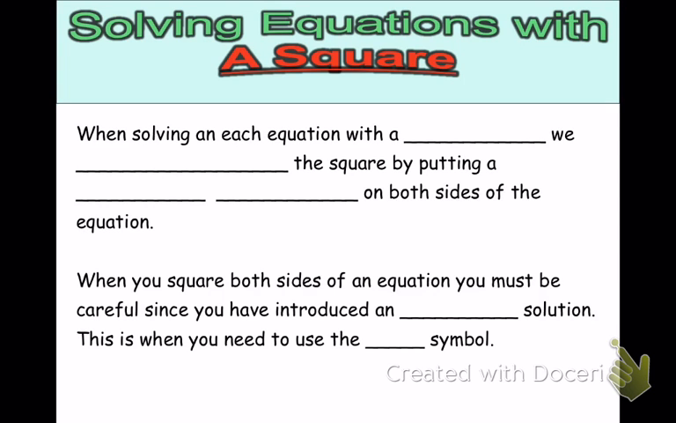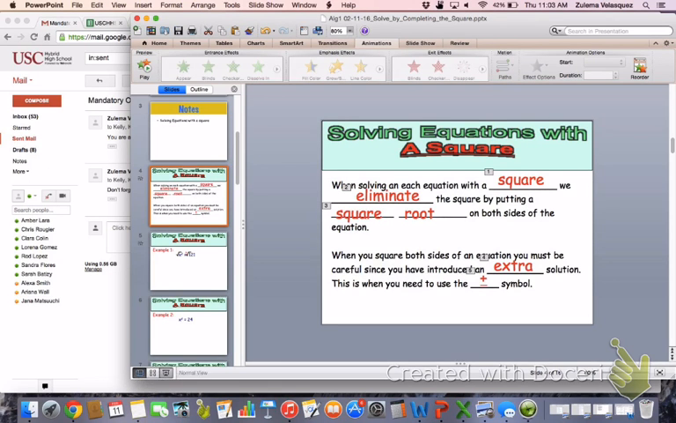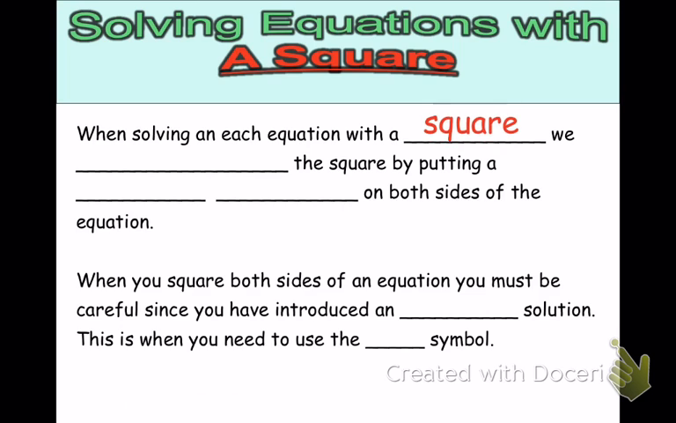So when solving an equation with a square, I believe this word should not be here, so cross it out. When solving an equation with a square, we eliminate the square, so we get rid of that power of 2, by putting a square root. We eliminate the square by putting a square root on both sides of the equation. So when solving an equation with a square or a power of 2, we eliminate the square by putting a square root, its opposite, on both sides.